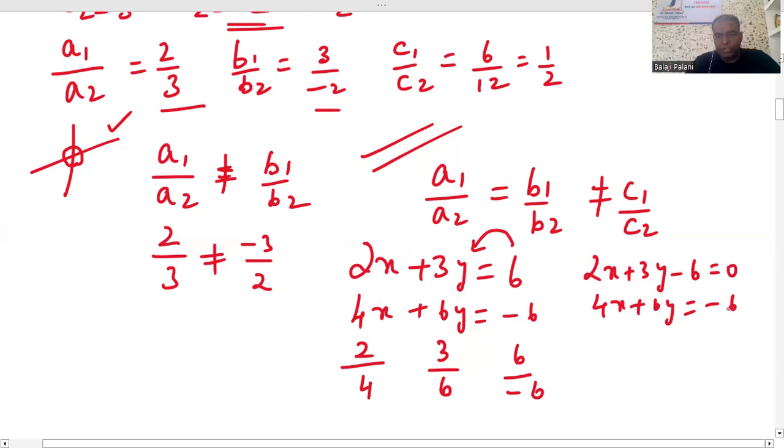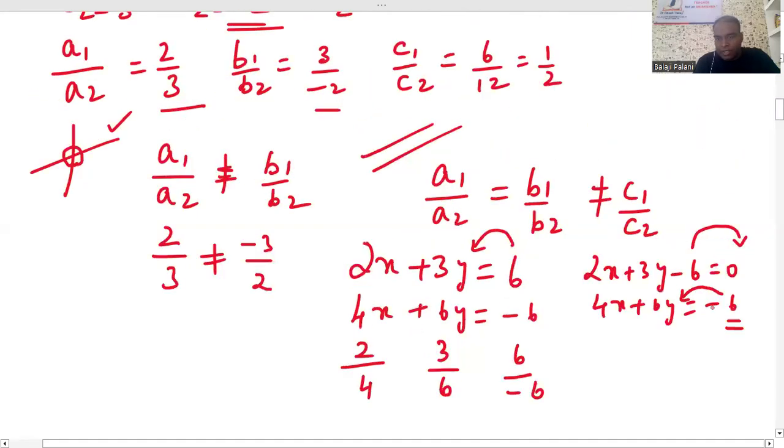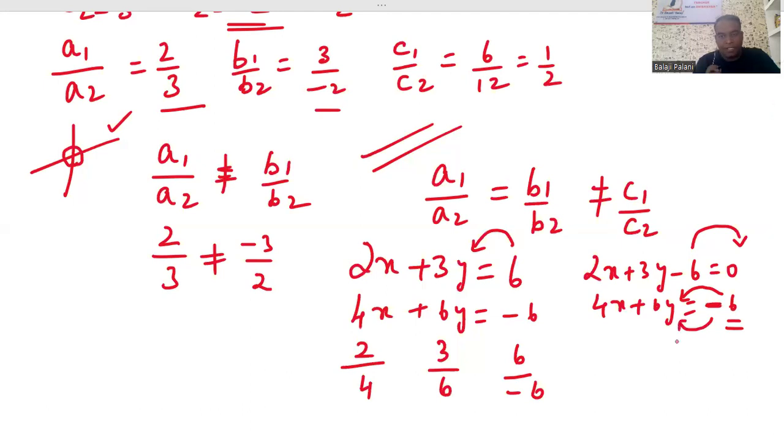Now you have to decide whether you're going to bring this constant to the other side, where you already have another constant from the second equation. Otherwise, you can put everything on one side: either the constants to the left or the constants to the right. If this minus 6 goes to the left, what happens? It becomes plus 6.